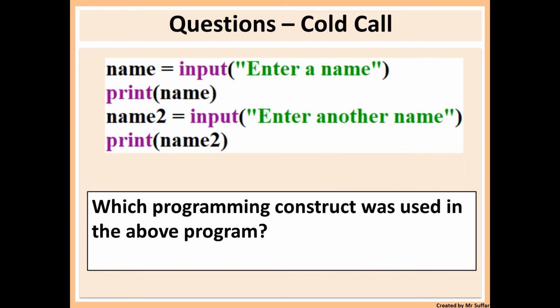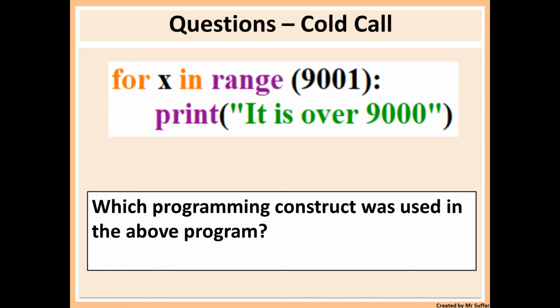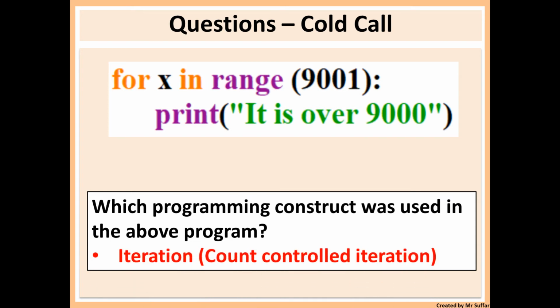Now here we have a question that says, which programming construct was used in the above program? We can see here, this is just 4 different statements: input, print, input, print. They're just normal sequence. Now here we have a for loop. This is the repetition of something. Because this repetition is iteration, and it's also count controlled iteration because it's a for loop.